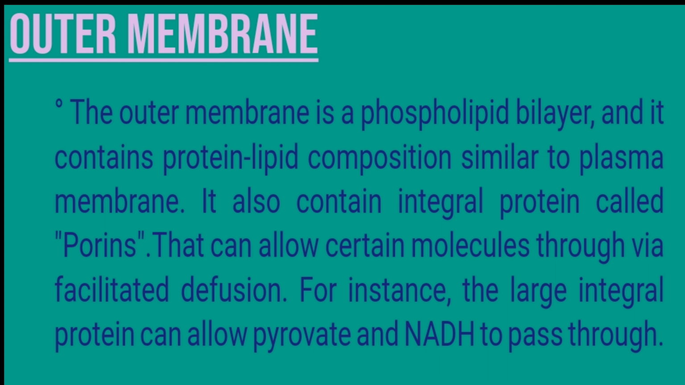For instance, the large integral proteins can allow pyruvate and NADH to pass through. Basically, the integral protein porins allow passage down the electrochemical gradient. So it allows NADH and pyruvate to pass through, to be used in glycolysis, which we will discuss. These two are much more important in the mitochondrial matrix, which will produce ATP from these molecules.